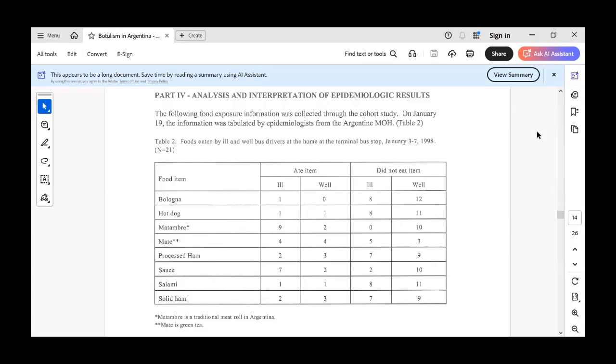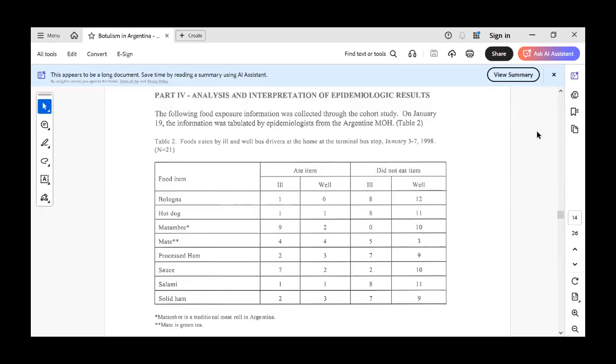What about sauce? Anybody? I'm doing it now, because I didn't reach that far. The attack rate is 78%, 7 out of 9 for persons who ate it, and then 2 out of 12 for persons who did not.